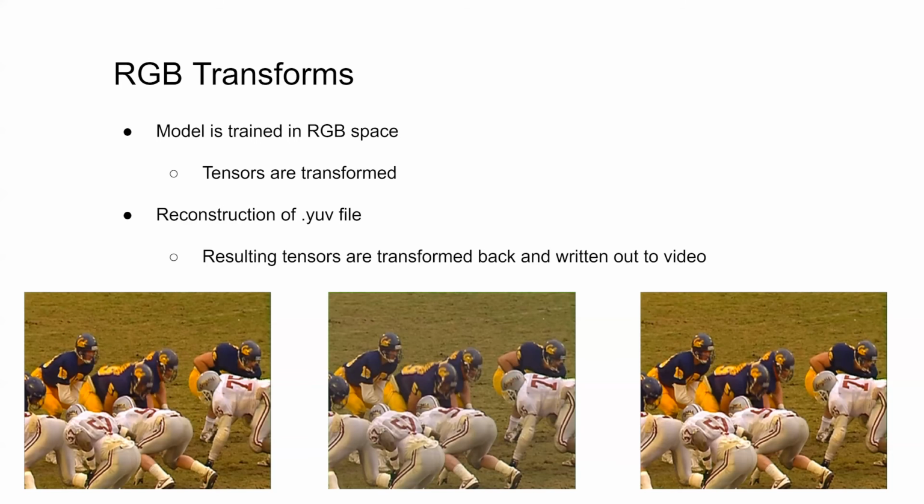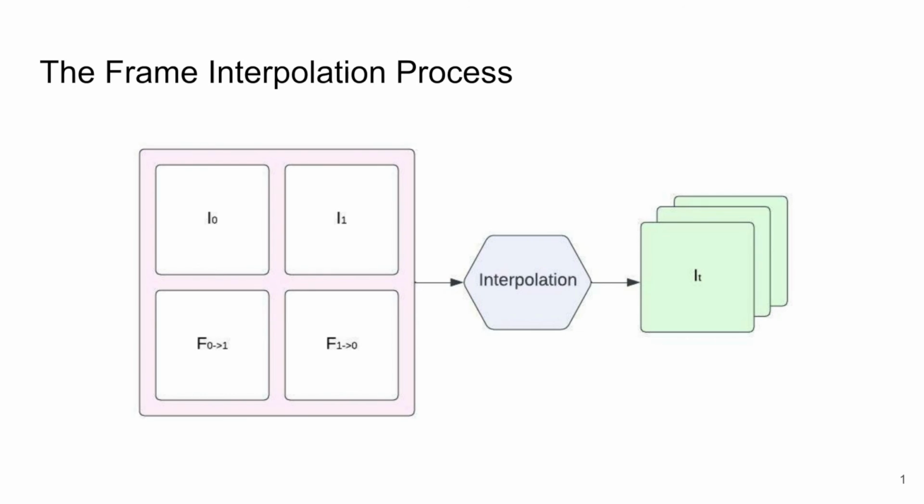So the image on the far left is the input YUV, the image in the middle is the intermediate RGB, and the image on the far right is the output YUV. The images on the left and the far right have very small differences because there is some data loss that occurs during these transformations. This graphic shows the inputs and outputs of our interpolation step.